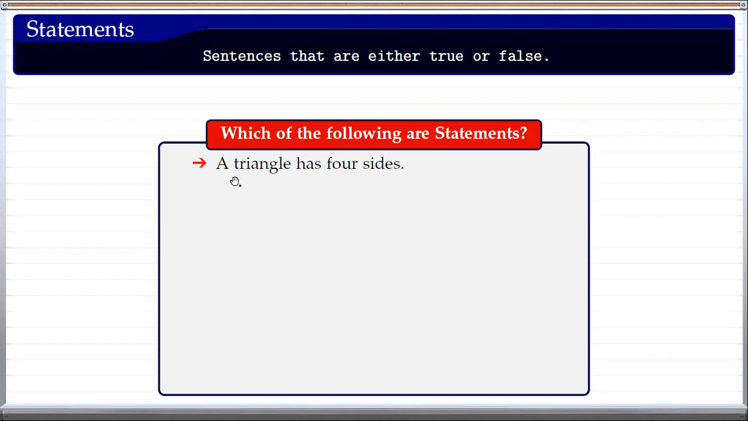The first example here, a triangle has 4 sides. This is a statement because this is either true or false. And we all know a triangle has 3 sides. So this is a false statement.